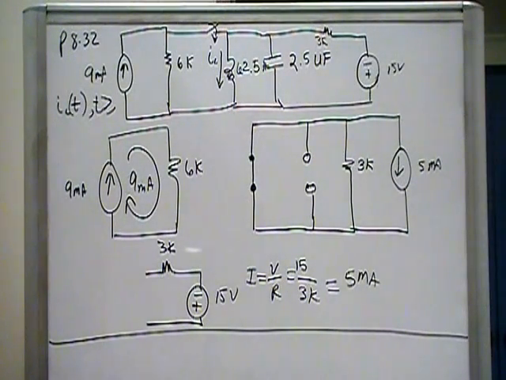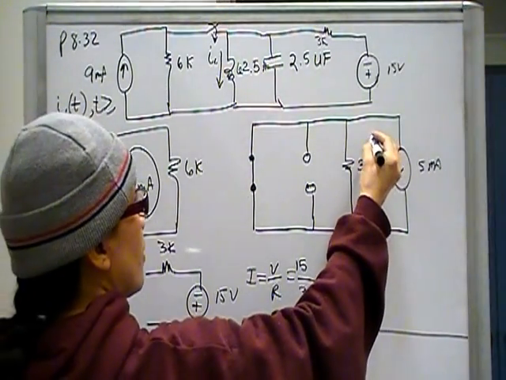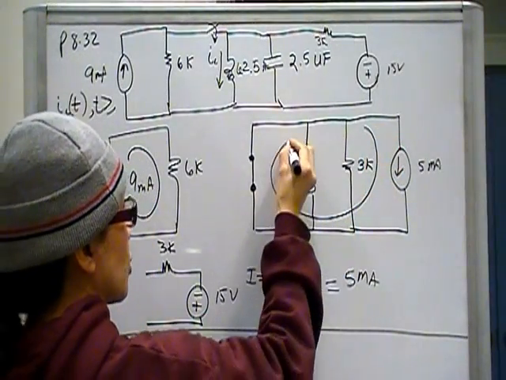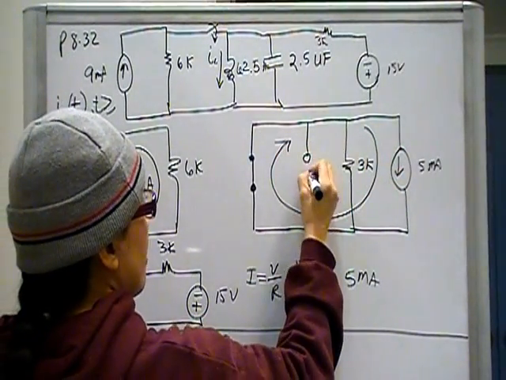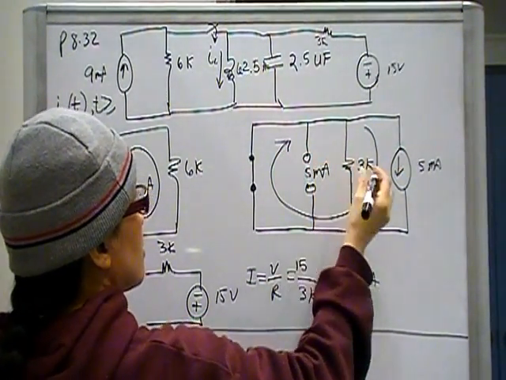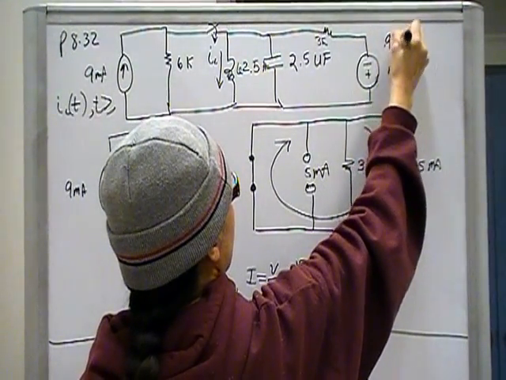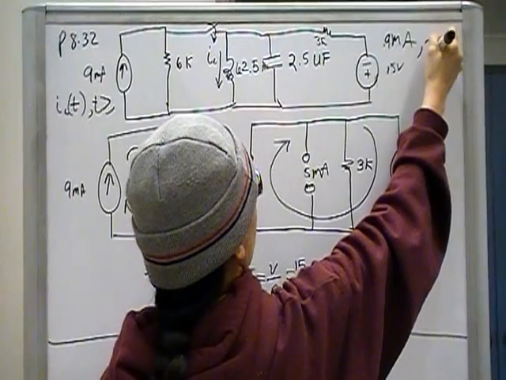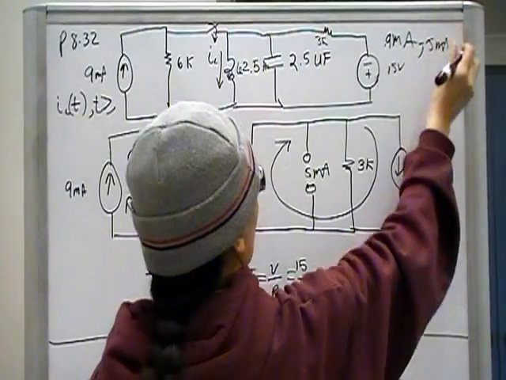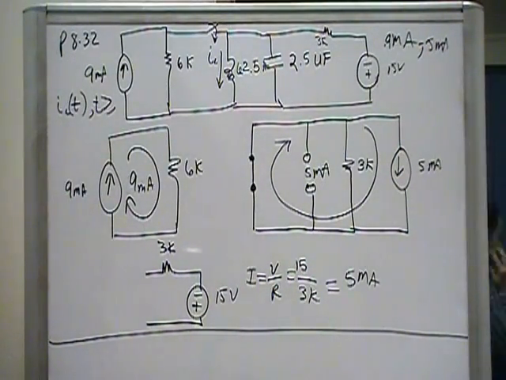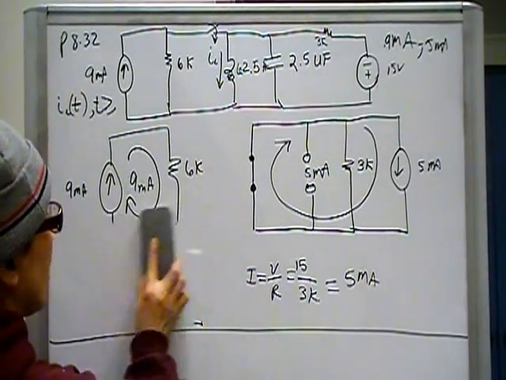So now we know that before time 0, we have a 9 milliamp current going in a loop here, and then on this side, we have a 5 milliamp source going in a circle just like that. So let's park our initial conditions here: 9 milliamp and negative 5 milliamp. Good. Now we need to consider time at infinity.